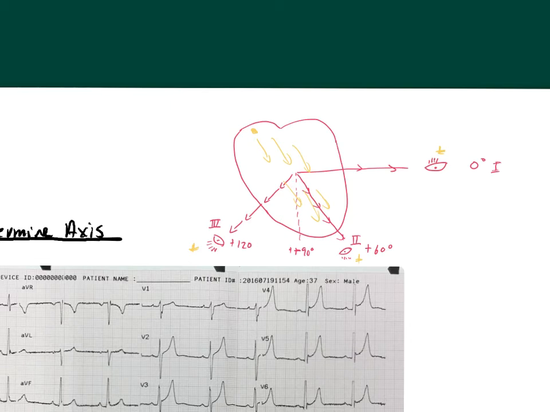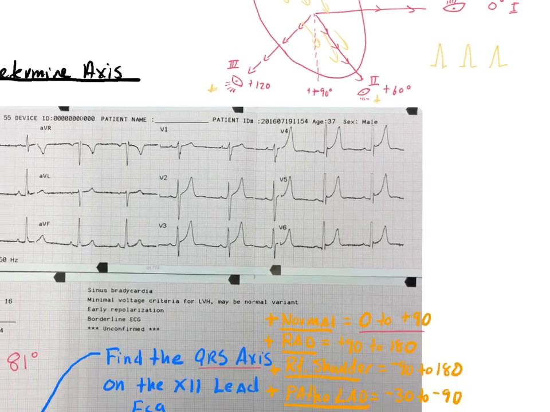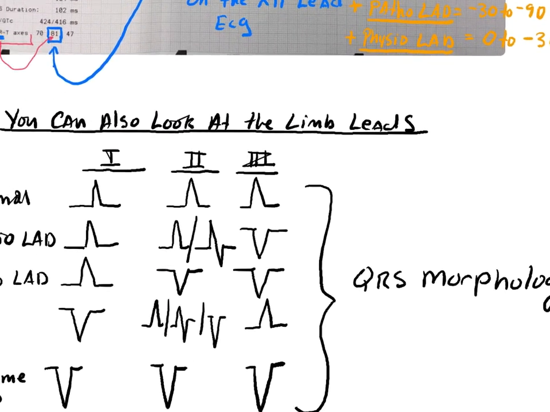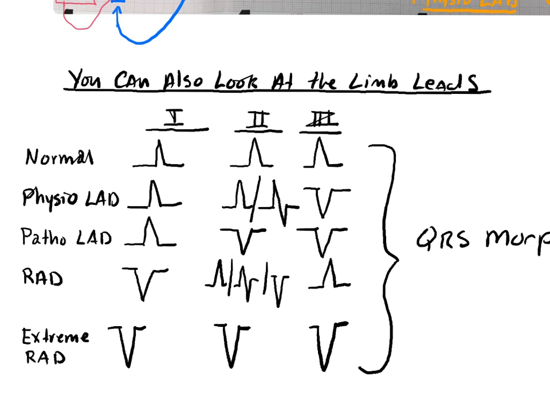So if the axis is normal, your QRS complexes are gonna be upright in 1, 2, and 3. Does that make sense why it would be upright? Okay, cool. Isn't this crazy? It's just crazy that you can determine this. All right, so normal axis, your QRS complex is going to be upright in 1, 2, and 3. All right. So far, so good?